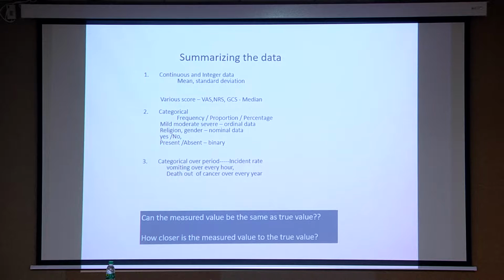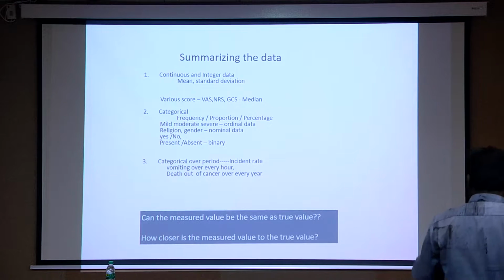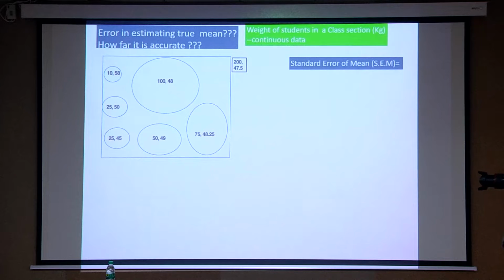So whatever data we measure from our study, can it be the same as the true value? It may be or it may not be. If it is not, then it can be closer to the true value, or it can be far away from the true value. How do we find out? For that, we need to know standard error.